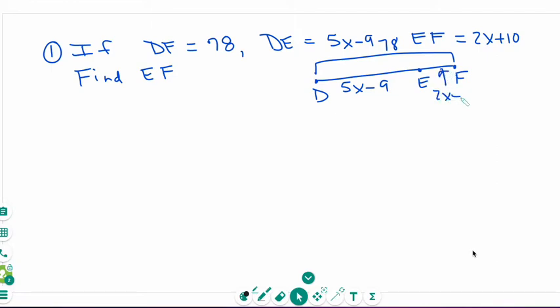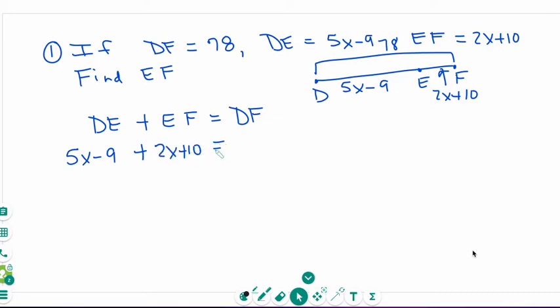is 2x plus 10. The first thing that we're going to do is we're going to write our geometric statement. So we know that DE plus EF equals DF. Now we're going to go ahead and use our substitution. DE is 5x minus 9 plus EF 2x plus 10 is equal to DF, which is 78.